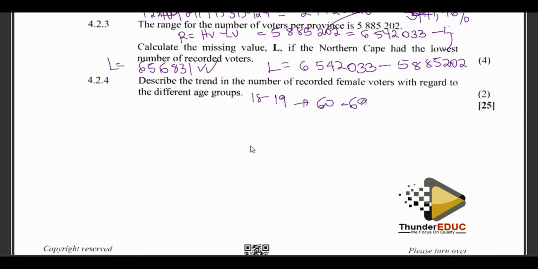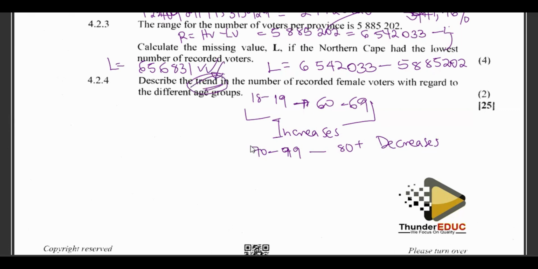60 to 69. The number of voters is what? The number of voters increases. Then it drops from 70 onwards. Here the number does what? Decreases. That's the trend that I see. What is the change? That's what they were trying to ask you.